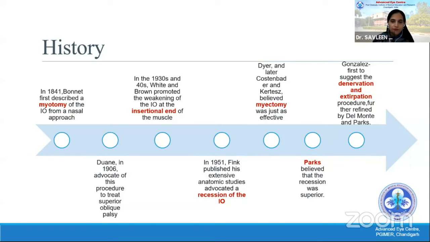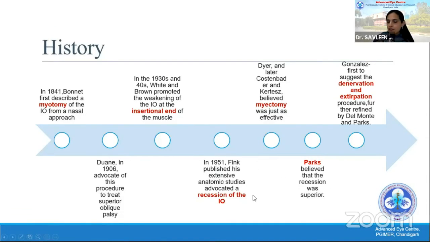So when we go back to look at the history of inferior oblique surgeries, it was originally described in the form of a myotomy from a nasal approach by Bonnet in 1841. Further modifications to the procedures were done, and its indications expanded to treating superior oblique palsy. Then the insertional end of the muscle was where the maximum surgeries were being planned, because if you weaken at the insertion end, more weakening effect is obtained.